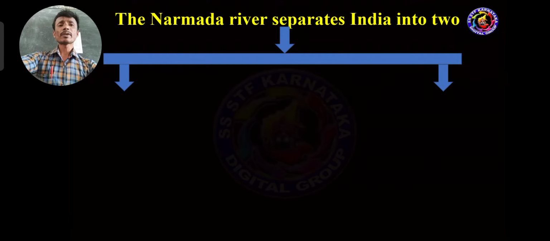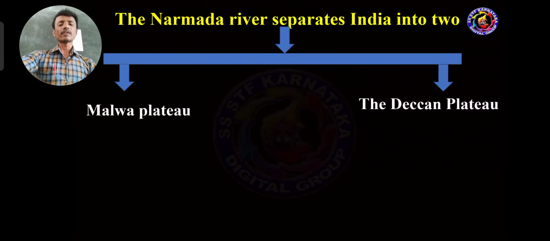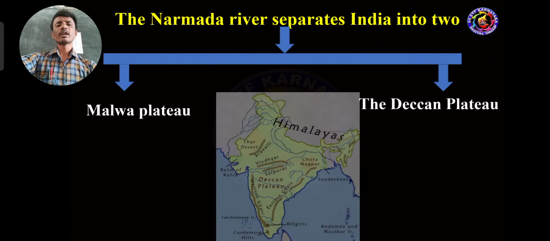Look here, students. The Narmada river separates India into two parts: the Malwa Plateau and the Deccan Plateau. The Malwa Plateau is the northern part, north of the Vindhya range. The Deccan Plateau is the southern part. The Narmada river flows through the middle of India, which is why it divides India into two parts, the Malwa Plateau and the Deccan Plateau.